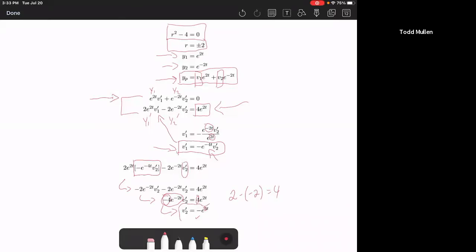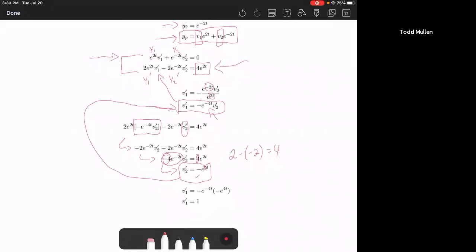I can take that information and plug it into my other equation to figure out what v1 prime is equal to. And that's exactly what I do. Negative e to the negative 4t times negative e to the 4t. Well, two negatives cancel. And when you add, because when you're multiplying exponents with the same bases, you just add the exponents. 4 minus 4 is 0. So we just get 1. Everything kind of canceled out there. So v1 prime is equal to 1, and v2 prime is equal to negative e to the 4t.